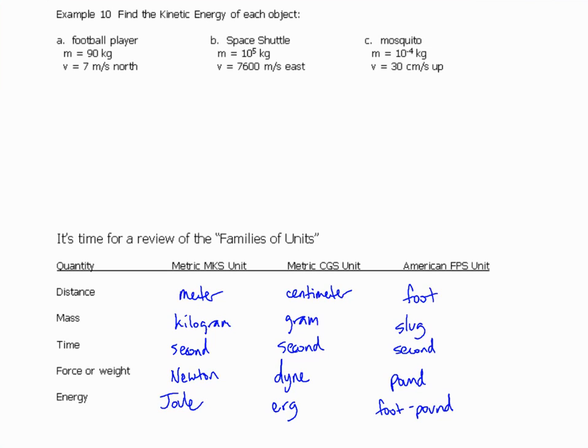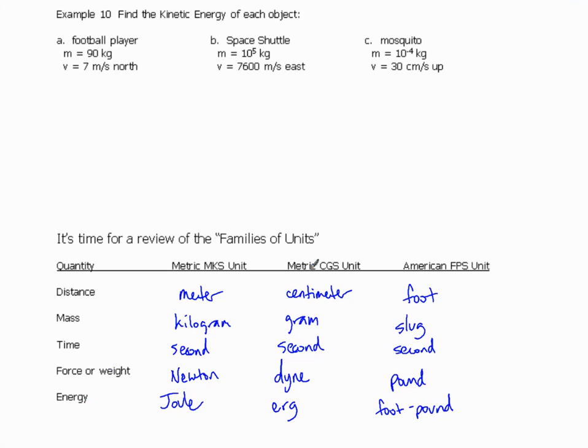We have three families of units. There's the metric MKS, which is meters, kilograms, seconds. Then it also has force or weight. Weight is a force, in newtons, and energy in terms of joules.